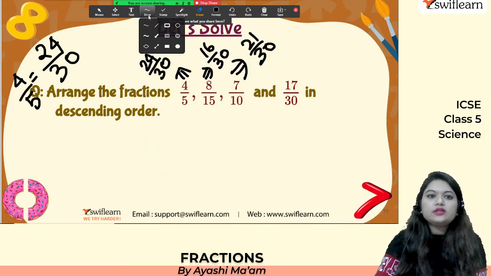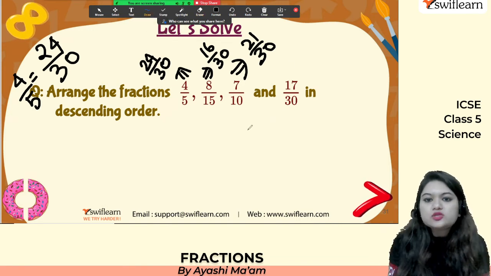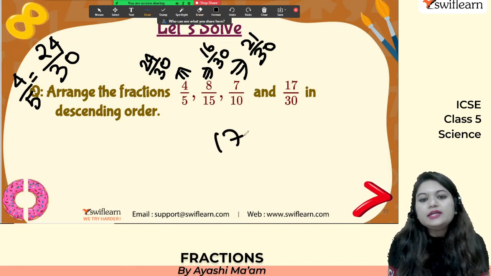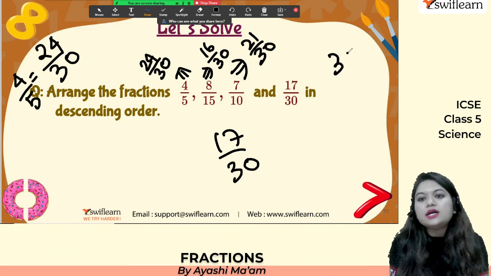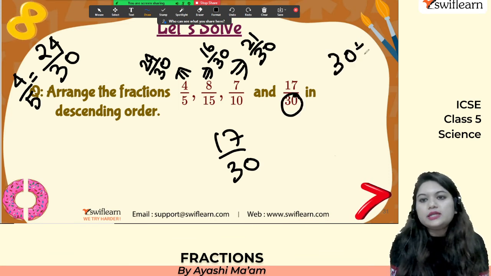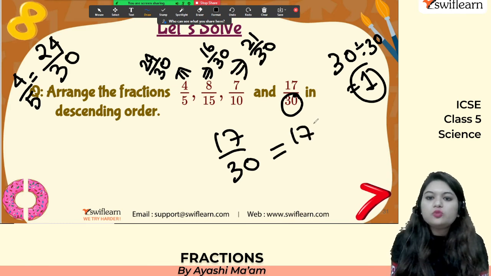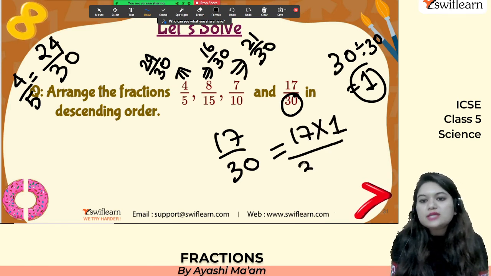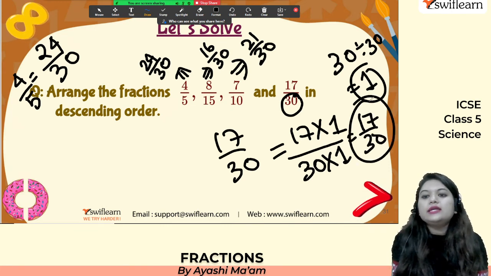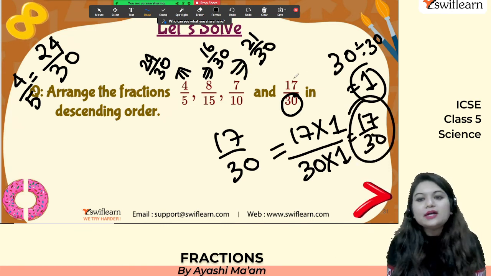Next. Time for the last one. Last one is what? Okay, so 17 by 30. Our LCM is 30. Here the denominator is already 30. So 30 divided by 30 is going to give us 1. That means we have to multiply both the numerator as well as the denominator by 1. You will get the answer as 17 by 30 only. Right? 17 by 30 only.